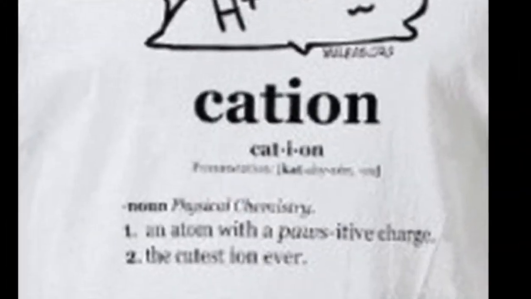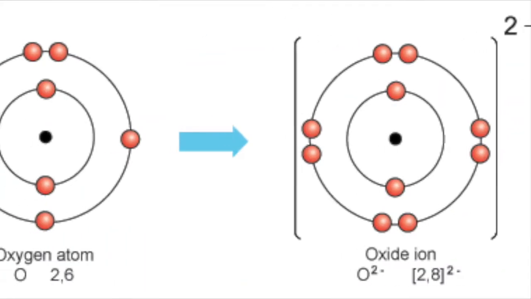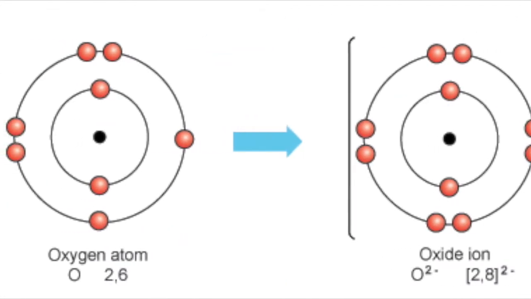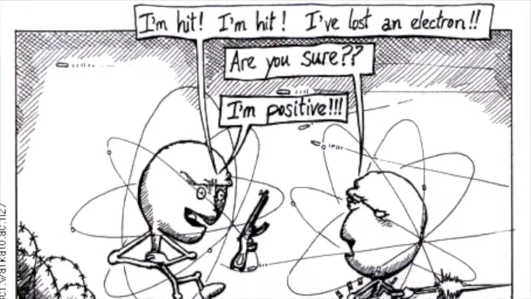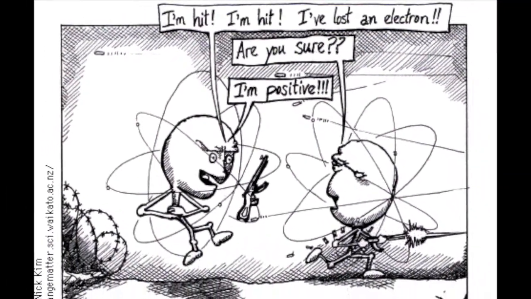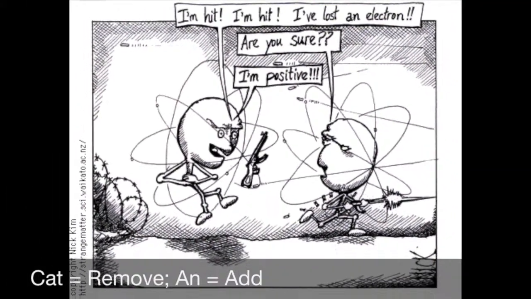A cation is a positive ion, and an anion is a negative ion. An oxygen ion that is O-2 is an anion, adding 2 electrons, while lithium plus 1 is a cation, taking away an electron. Cat means away, while an means add.